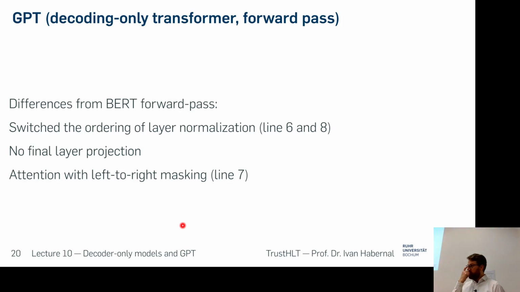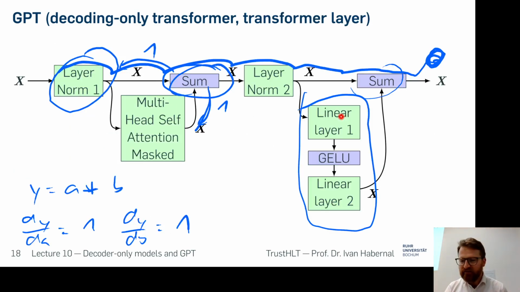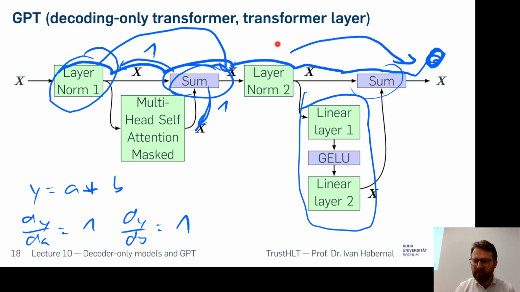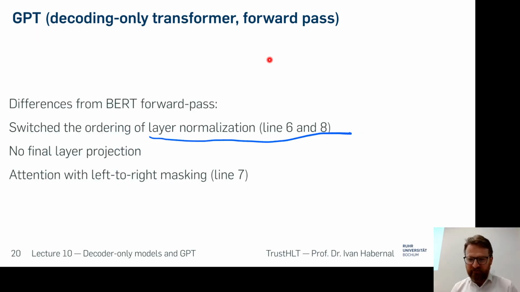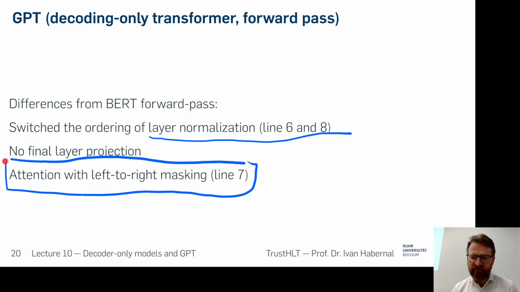There are some differences between the BERT model and the GPT. One is the ordering of the layer normalization, so lines 6 and 8. It's a tiny little detail. In BERT, I think the normalization was after the sum, and here it's before. Empirical evidence, maybe it works better. Who knows? And what else? No final layer projection, and attention is left to right. I mean, this is the most important part. Left to right attention in decoder models, because obviously you want to attend only to the past and not to the future, because you can use this then for language modeling.